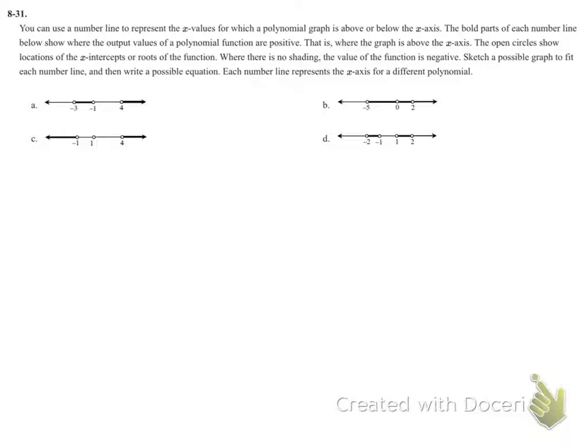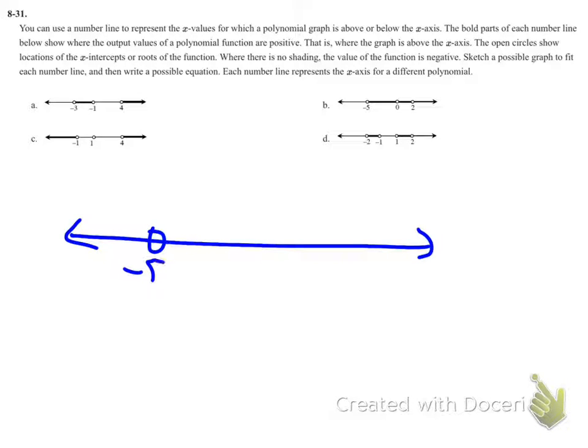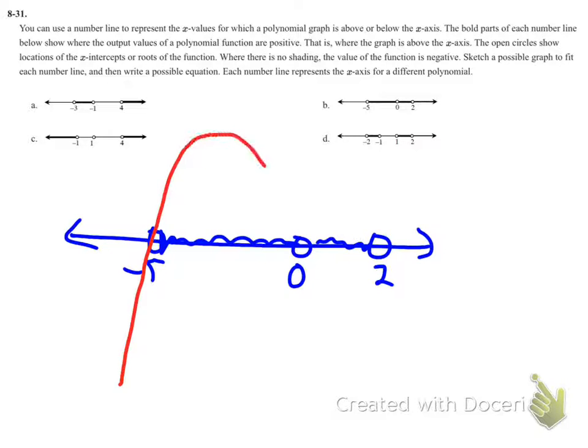Okay, hopefully you have paused it now here and tried out problem B. So I have a -5, I have 0, and 2. Shaded here and shaded here. So my graph is going to be negative over on this side. Then it's going to go positive. I have an x-intercept here, but it stays positive, and then it goes negative.